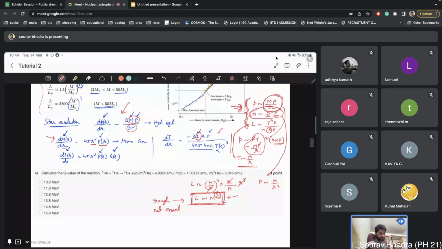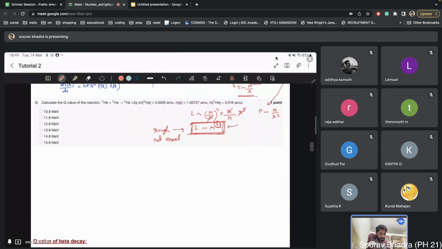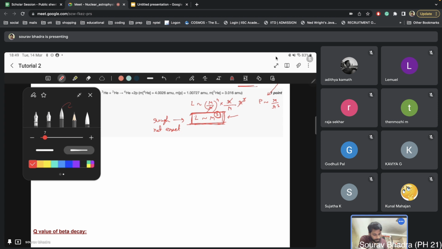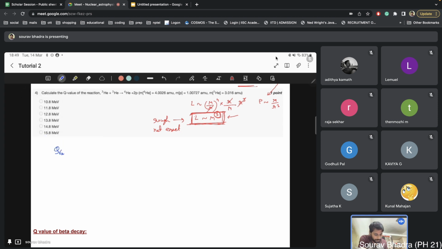Now I will come to question 4. It is very easy, that calculation of the Q value. If you have any question, you can ask anytime. You know how to calculate the Q value. Let me go to blue again. The Q value is the total mass of the reactant minus the total mass of the product, times c square. That is actually delta m c square. Delta m is the mass of reactant minus mass of product. So we will do that.